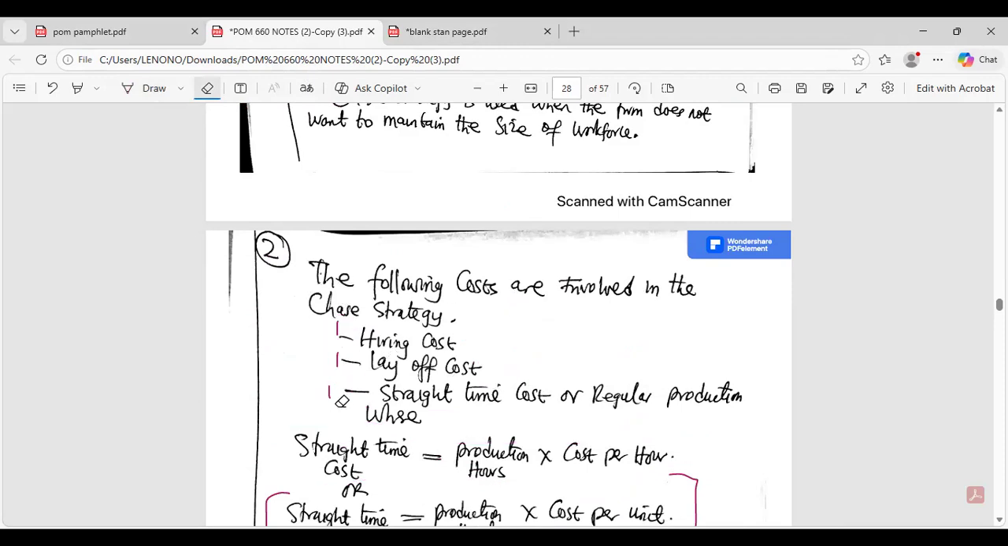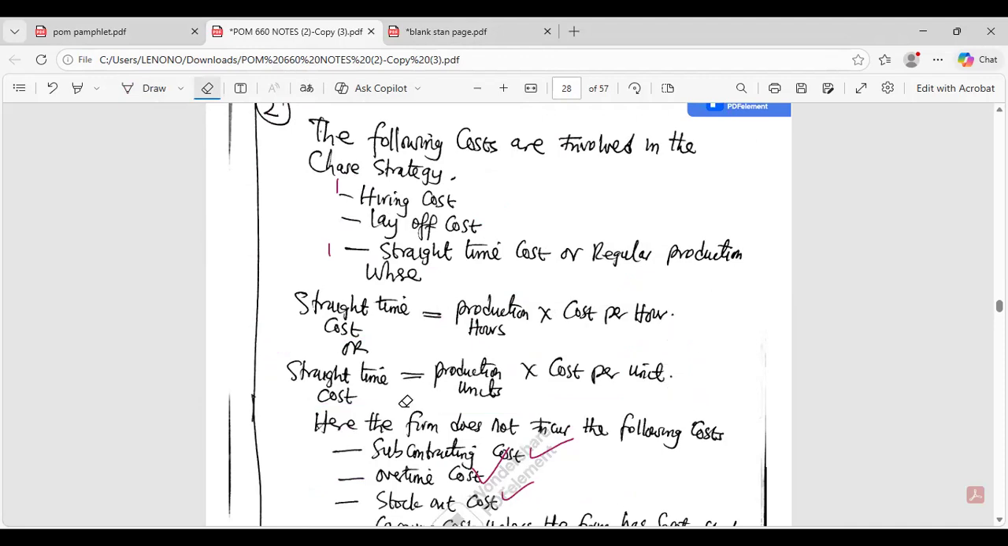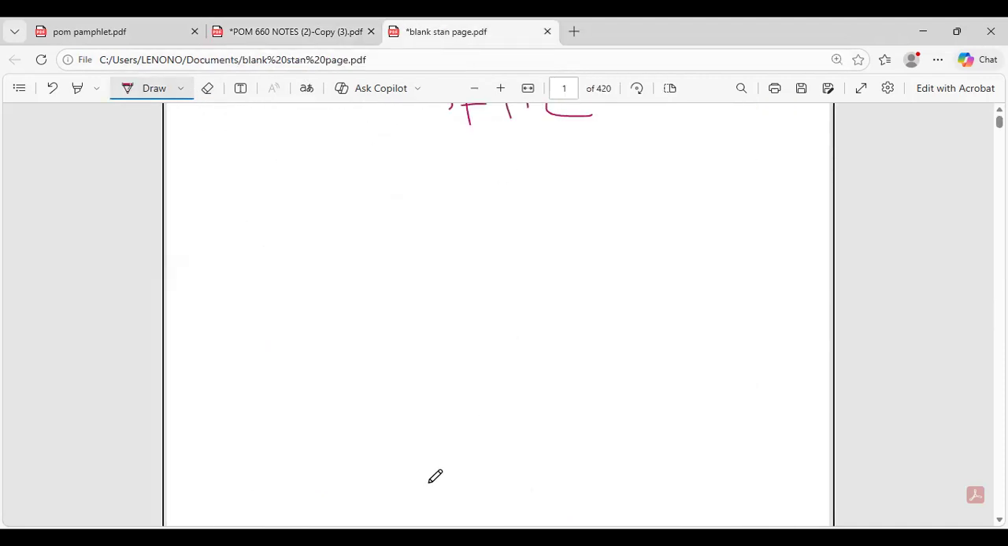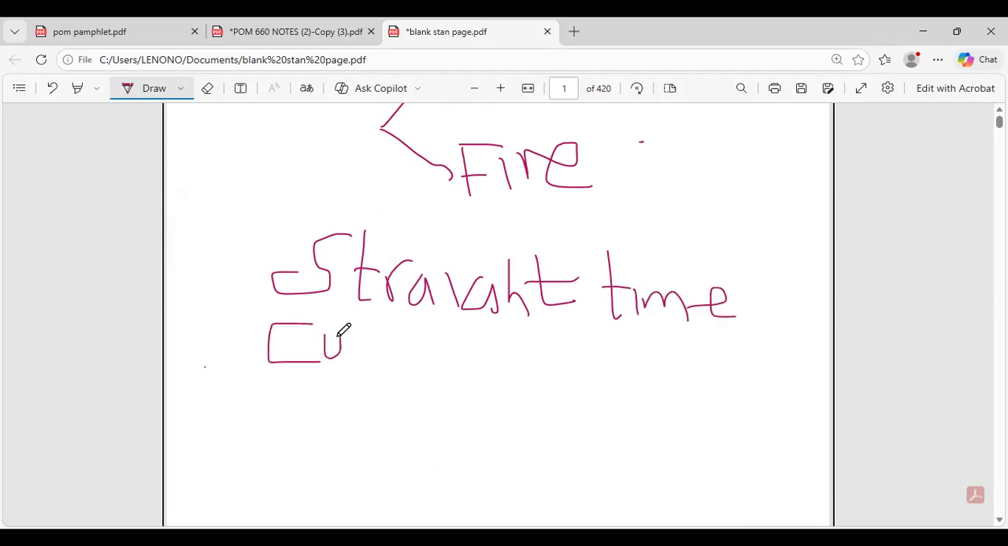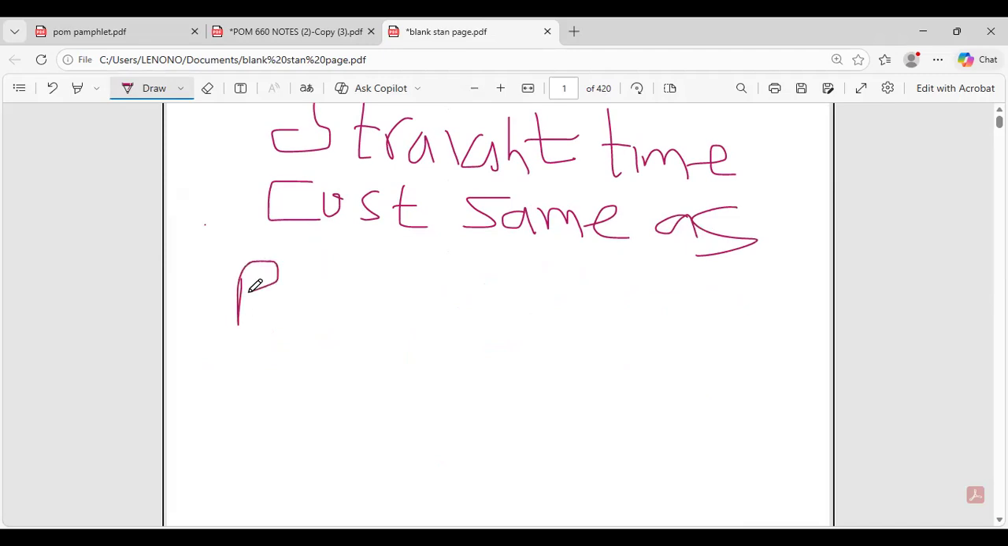Straight time cost is also called regular production cost. So straight time cost is the same as regular production cost, regular cost.